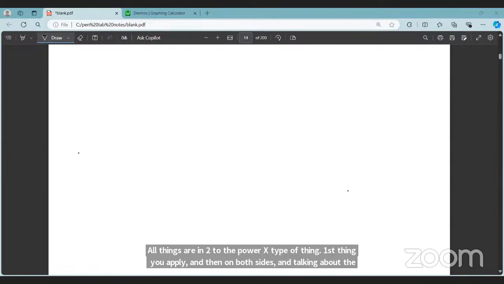See, this question is not that difficult. All things are in 2 to the power x type of thing. First thing, you apply ln on both sides. I'm talking about the fourth question. I tried, but I'm not getting the answer.